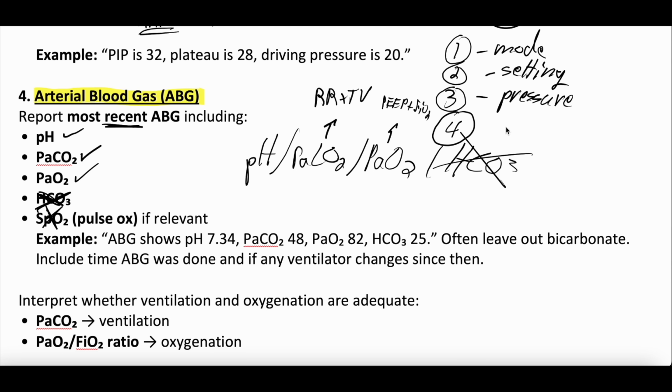40% and 8. Their I:E ratio is still 1 to 3. Their most recent peak pressures this morning were between 30 and 40. Plateau pressure was 28 and driving pressure was 14. They had an arterial blood gas from 3 hours ago. It was 7.34, 48, and 82.